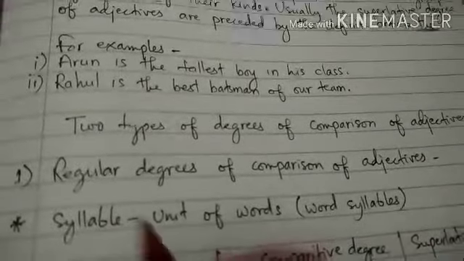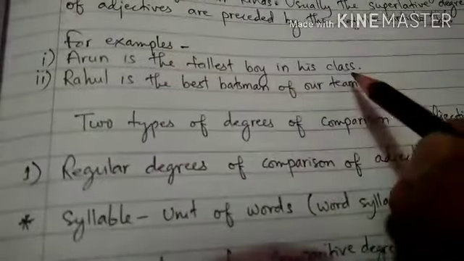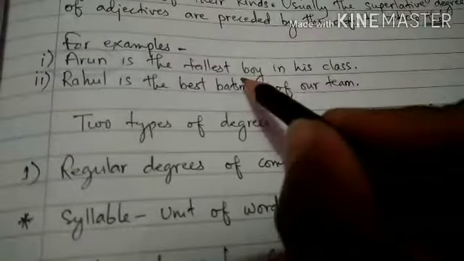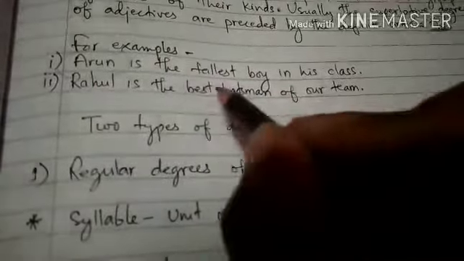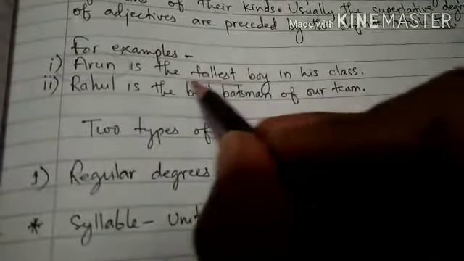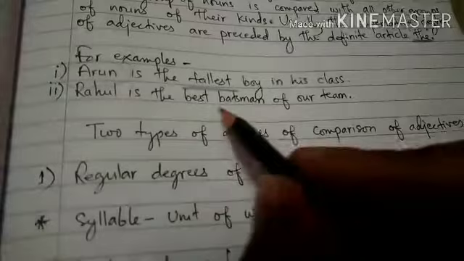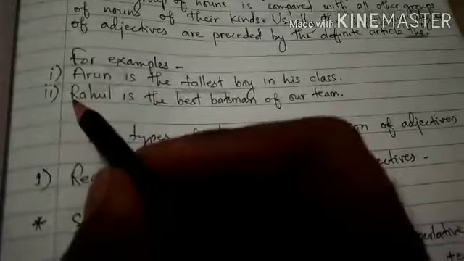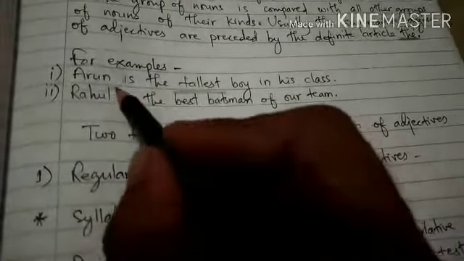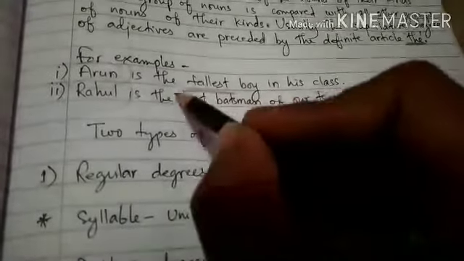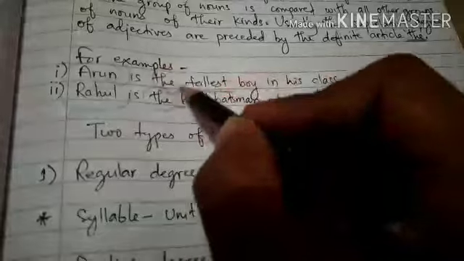Like for example, Arun is the tallest boy in his class. So here Arun is being compared with the other boys of his class. Okay, and among all other boys, Arun is the tallest. Rahul is the best batsman of our team. So we have so many batsmen. We have many batsmen in our team, but among all of them, Rahul is the best. So best is the superlative degree of adjective, and we see that definite article the is used here.